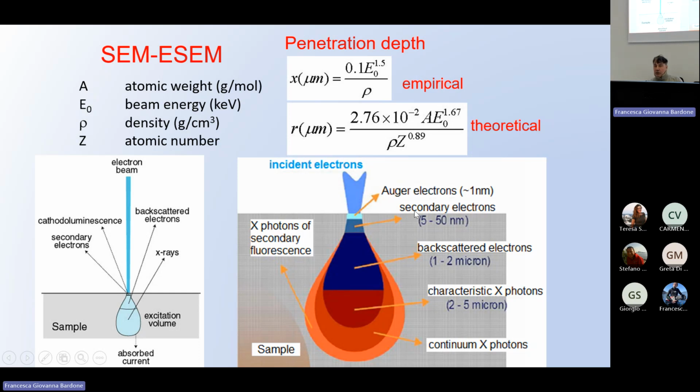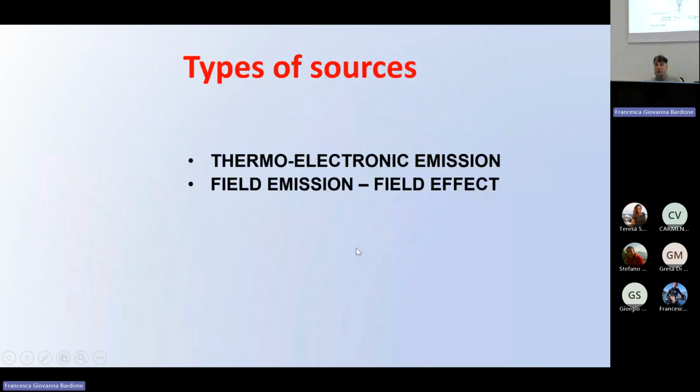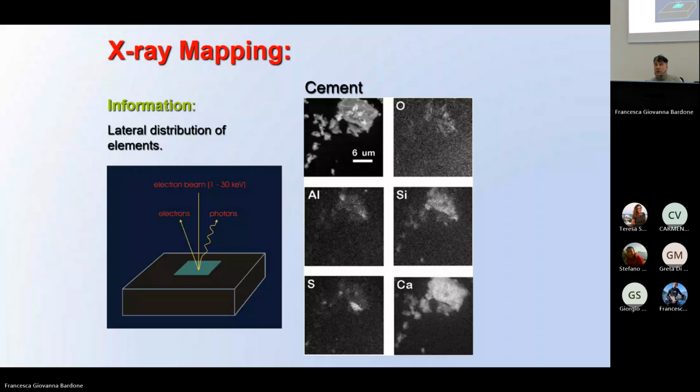But secondary electrons come from nanometers. So coming back to this, remember, the topography has a resolution of nanometers. You can see objects of a few nanometers. But the chemistry comes from inside the particle. It does not come from the surface. It comes mostly from inside.